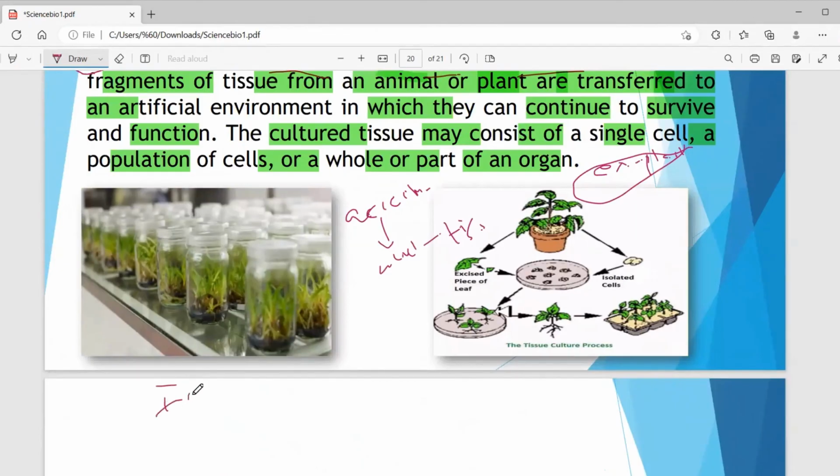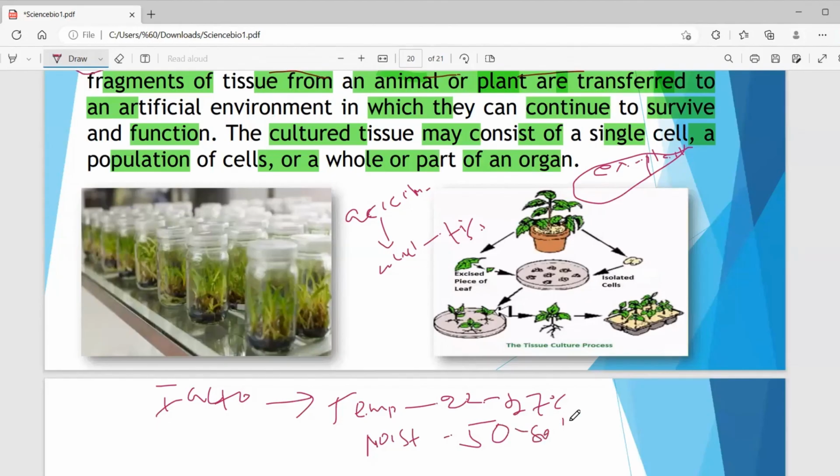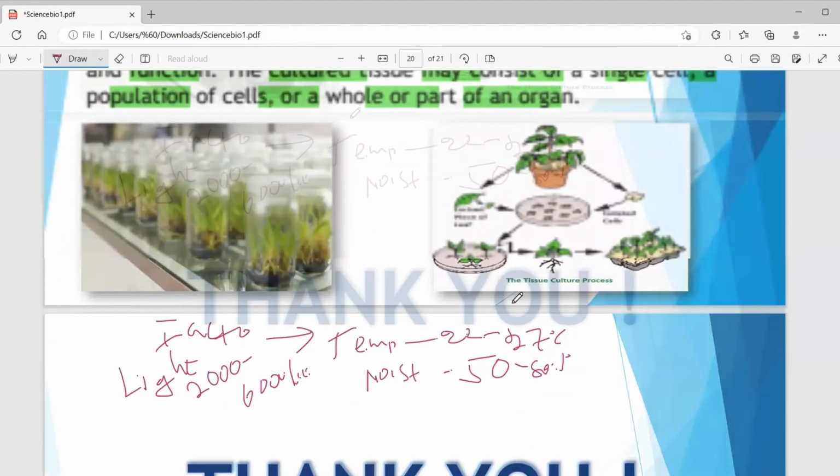During plant growth we have to provide some factors. What factors must be given in the tissue culture room? You have to write temperature, 22 to 27 degrees Celsius; moisture of the environment, 50 to 80 percent; and light intensity. We have to give the light intensity properly, more or less 2000 to 6000 lux. So this is the tissue culture part.